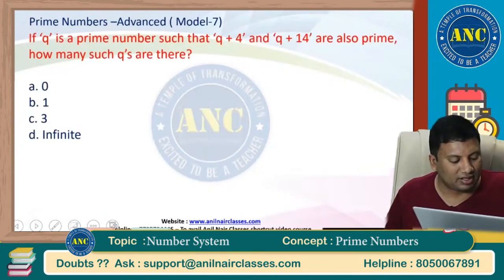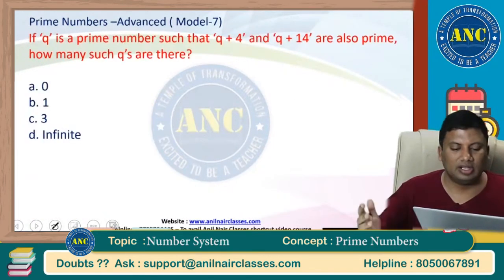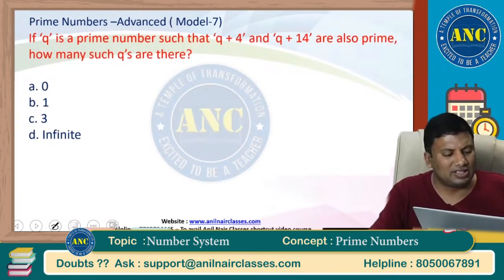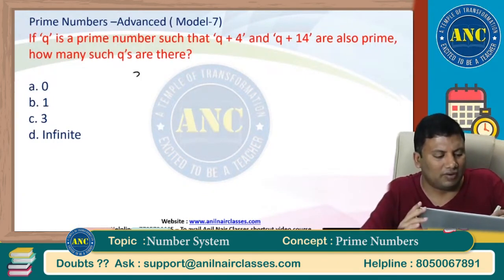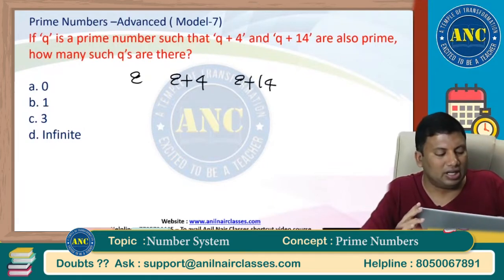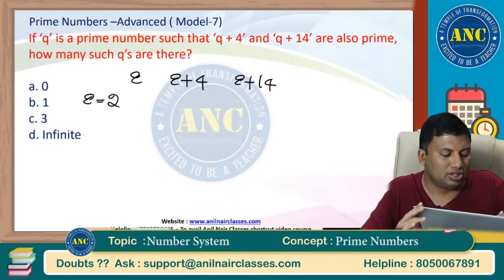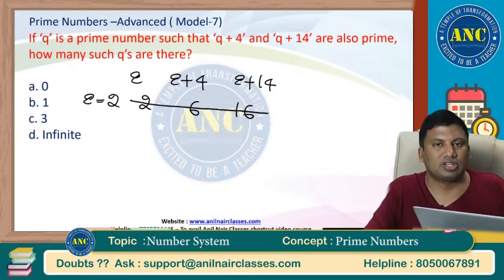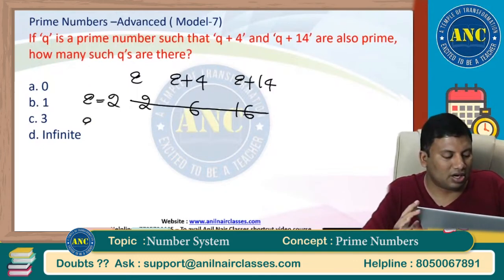Model number 7. We have already seen this model because it is a previous year examination question. We can solve it. Q plus 4, Q plus 14. This triplet is a prime number. Q is 2: 2, 6, 16. 6 and 16 are even numbers. Not possible.